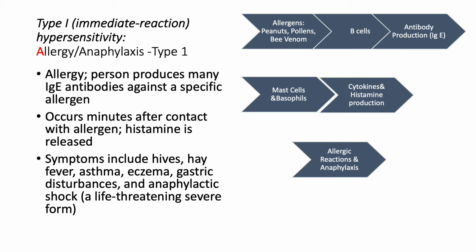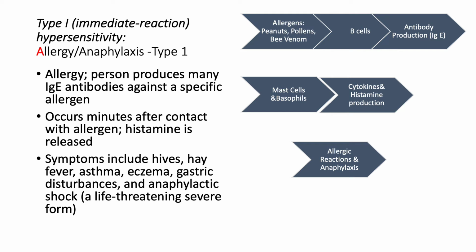They afterwards attach to the plasma membrane of mast cells or basophils and activate them, stimulating them to produce some cytokines and histamine. The cytokines can be prostaglandin D2 or leukotrienes, which are good examples. What they do is cause the allergic reactions and anaphylaxis.